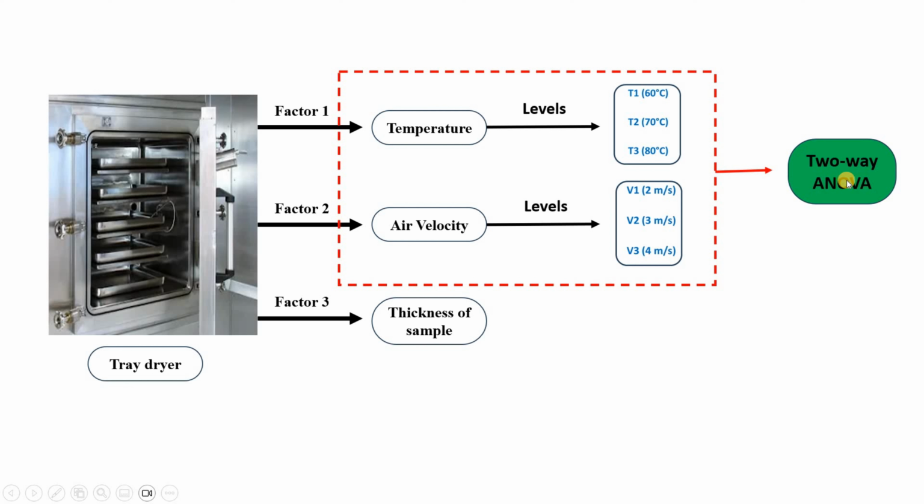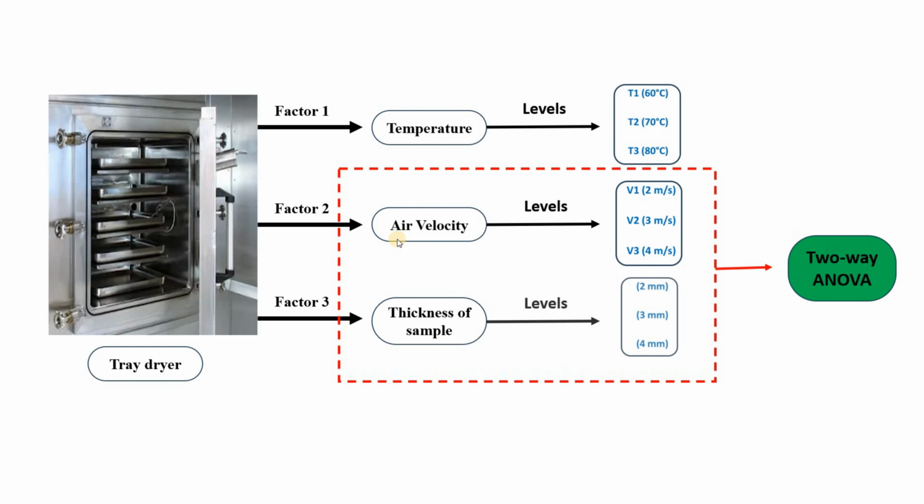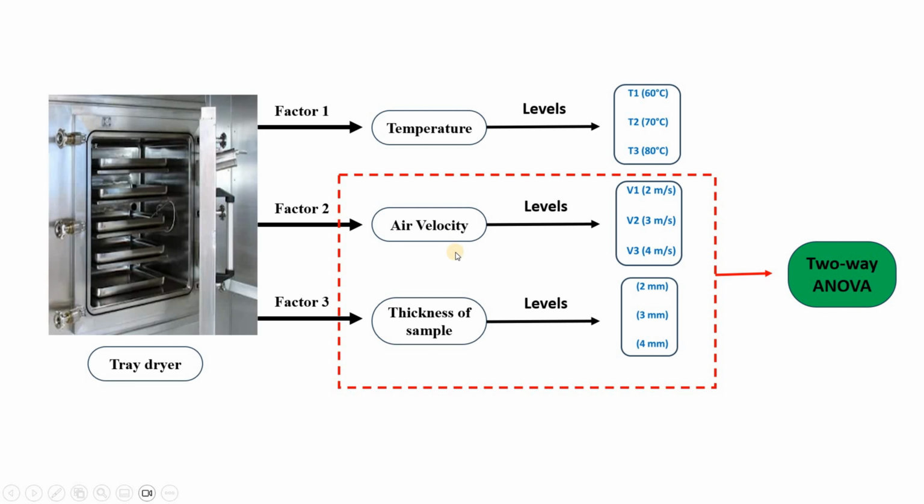But to do two-way ANOVA, we have more than one factor. Here, if we have the effect of temperature and air velocity, those also can have multiple levels. In that case, we have to perform two-way ANOVA analysis, where we compare the means across two independent or categorical variables. If we look at the effect of velocity and the thickness of sample, we also have to perform the two-way ANOVA analysis.